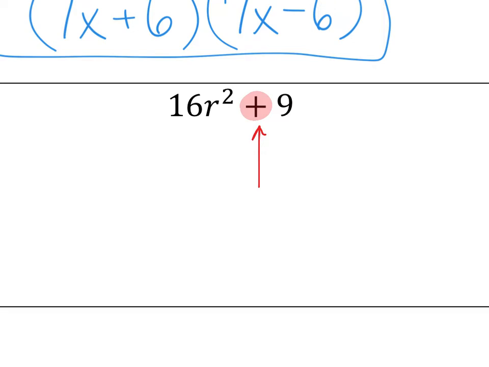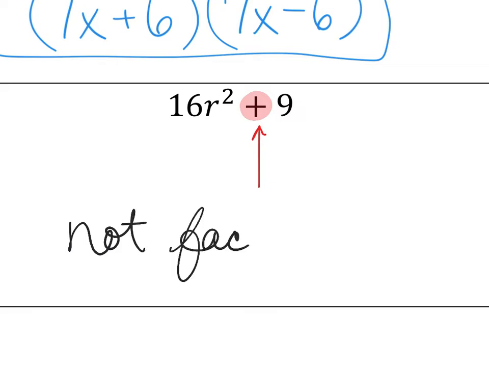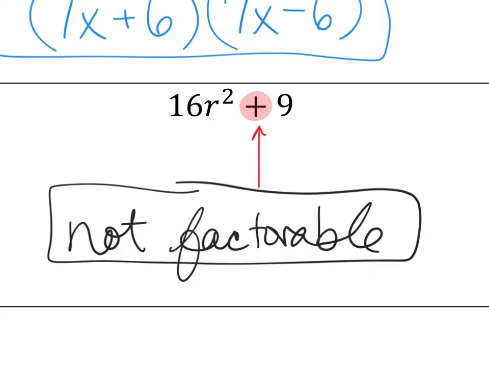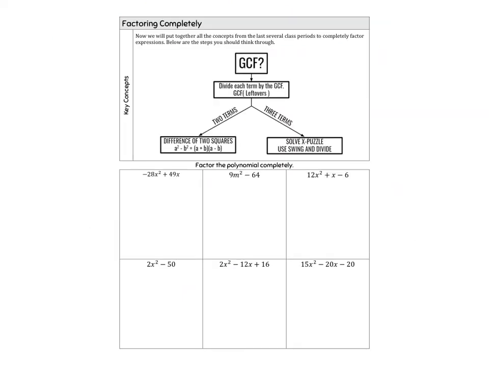We set up a next puzzle. I won't make you actually do this problem because, in fact, this one is not factorable. Nope, there's no number that divides into 16 and 9. There's no common factor between them. There's no GCF. It is not factorable. And there's a plus. Okay, all right, let's flip this thing over.